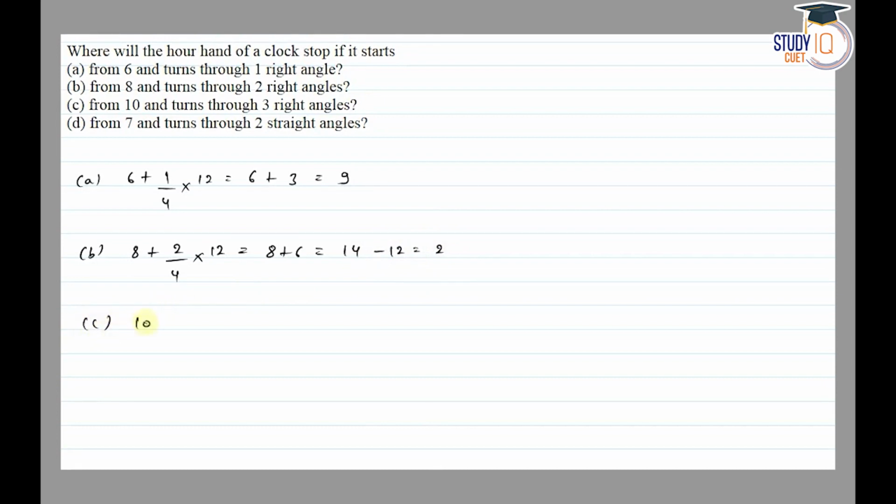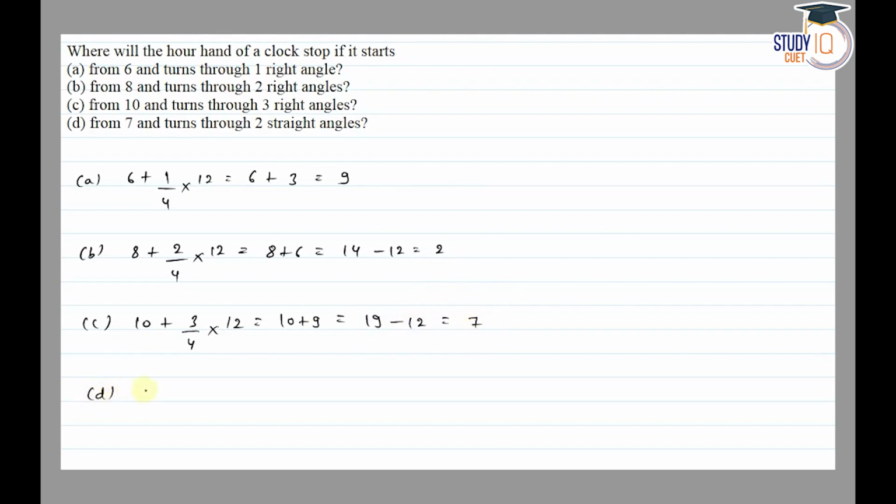(c) From 10 and turns 3 right angles. So 3 right angles out of 4, into 12. 10 plus 9 is equal to 19. So in 12 one revolution is complete, so 19 minus 12 is equal to 7. So it will stop at 7.